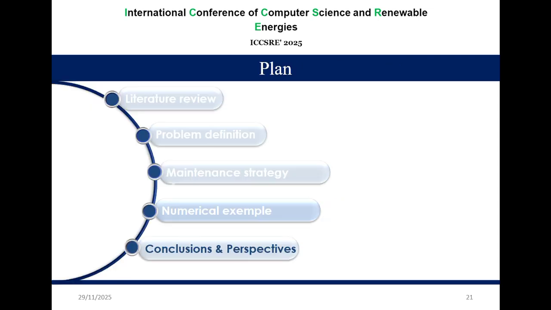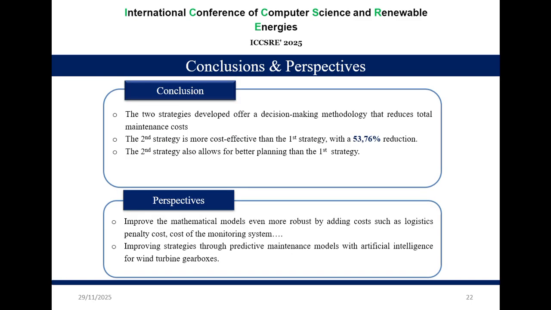So conclusions and perspectives. As a conclusion, we can say that the two strategies developed offer a decision-making methodology that reduces total maintenance costs. We can also add that the second strategy is more cost-effective than the first strategy, with a considerable reduction. We can also add the second strategy also allows for better planning than the first strategy.